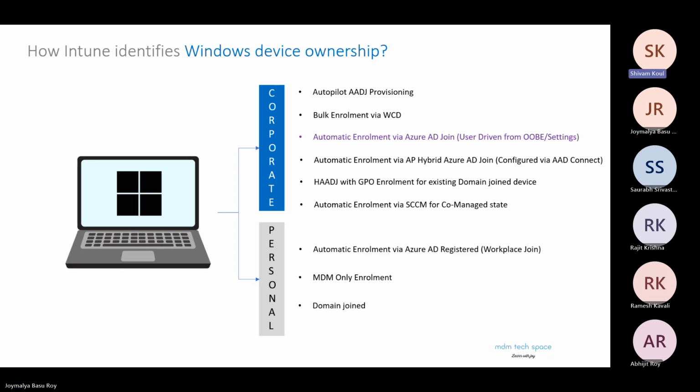So automatic enrollment via an Azure AD registered device is personal. MDM only enrollment is personal. And again, a domain joined device is personal. In terms of Active Directory, a domain joined device is termed as a corporate device, but in relation to Intune, it does not care about whether the device is domain joined or not because it does not make any sense to Intune. So it tags a domain joined device as a personal device.